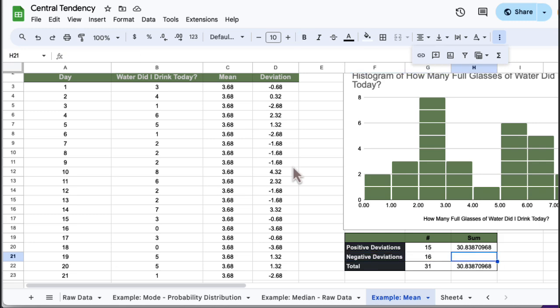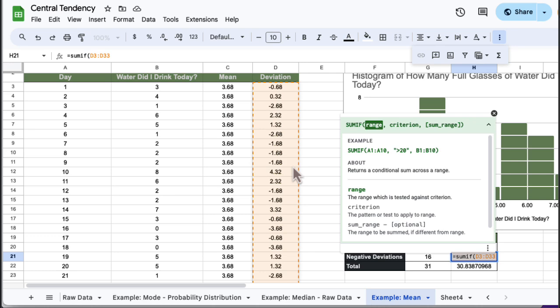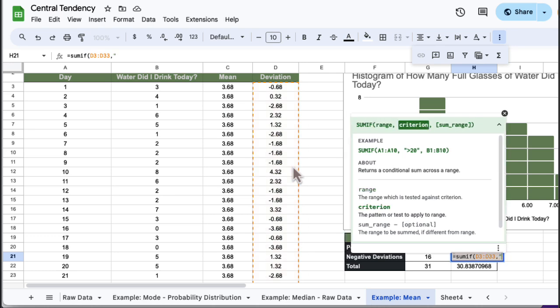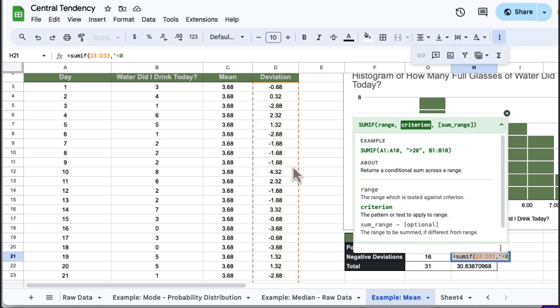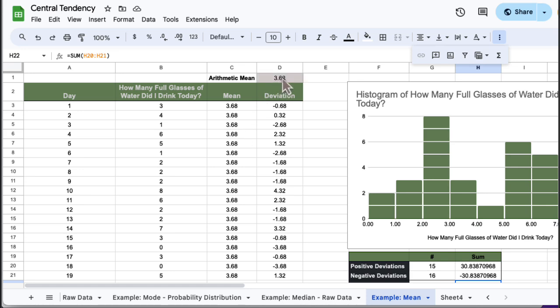And now let's go to the negative deviations, or maybe the non-positive deviations. And I'm going to do the same thing. I'm going to say SUMIF D3 to D33, comma, quotation marks, less than or equal to 0, quotation marks. And look what happens. My negative deviations or non-positive deviations are identical to my positive deviations. The sum total is 0. And that is because my arithmetic mean perfectly balances out all of my data.